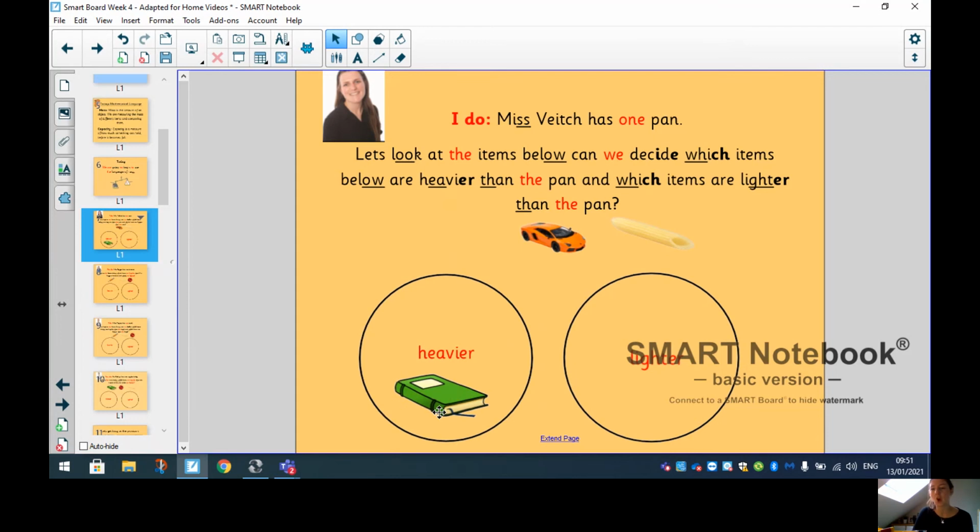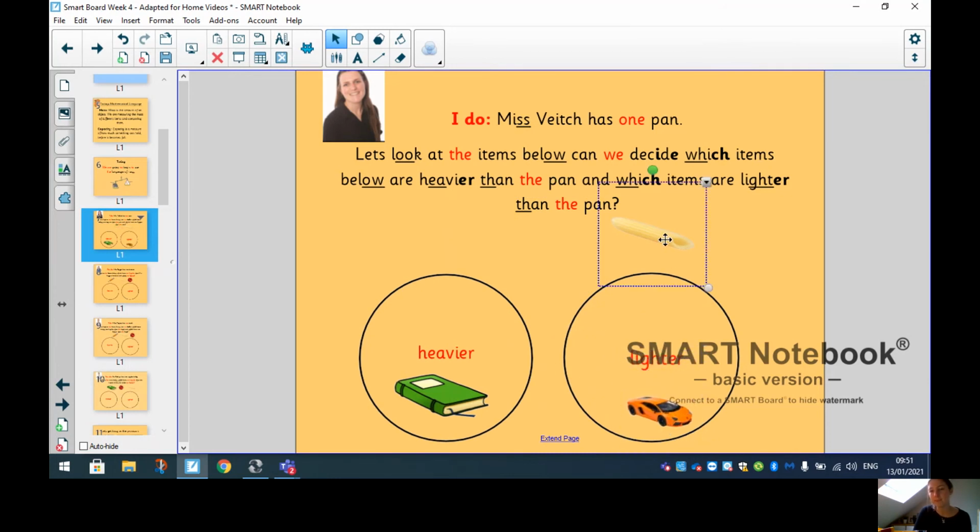The next one is a toy car. Now I think the toy car will be lighter than the pan. Lighter. I don't think it will weigh as much as the pan. When I feel the car, I think it won't weigh as much. It will be lighter than the pan. So I'm going to move it to our lighter circle there.